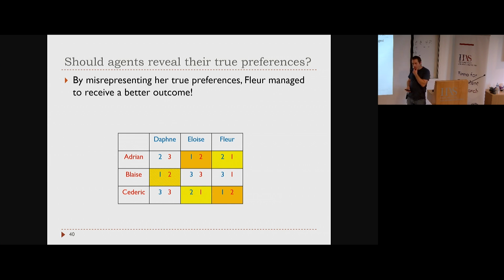So by misrepresenting her preferences, Flor was able to manipulate what happens during the men proposing deferred acceptance algorithm and get a better outcome. So that's kind of a problem. That means that the deferred acceptance algorithm is not safe. It means that Flor does not have a good incentive to provide her true preference, right?